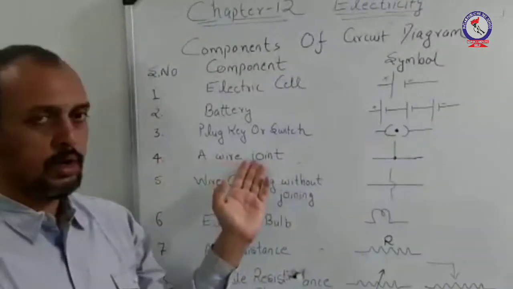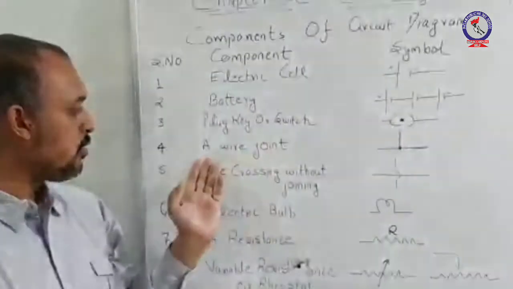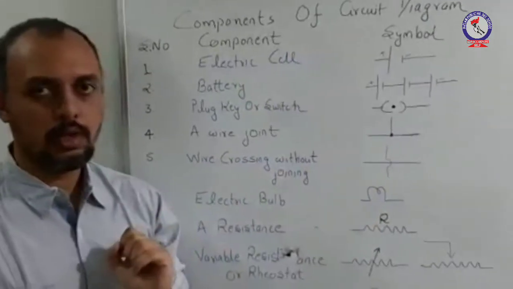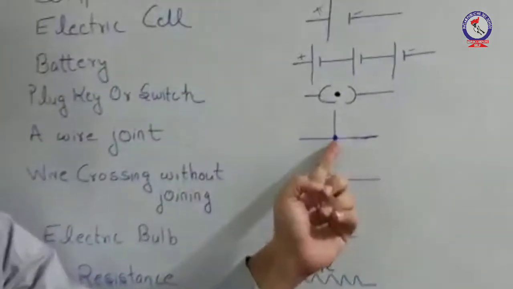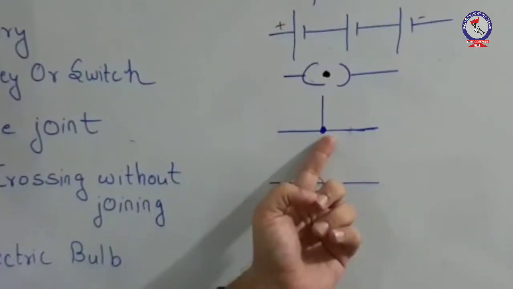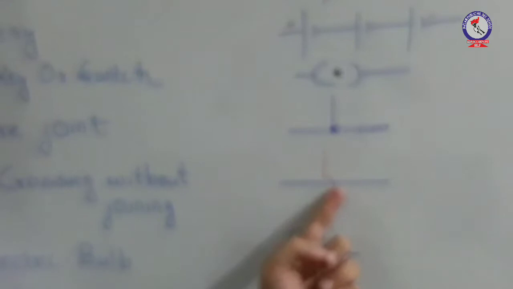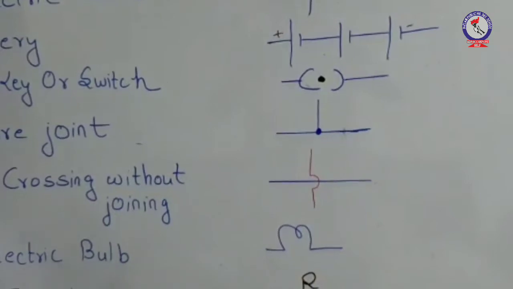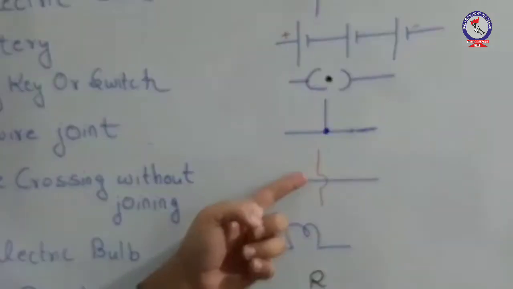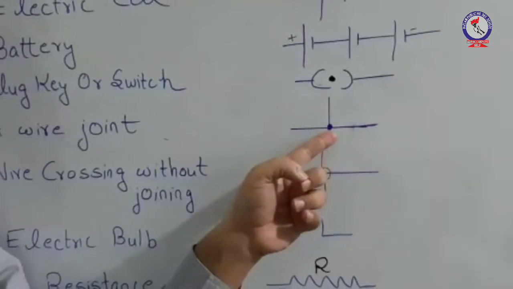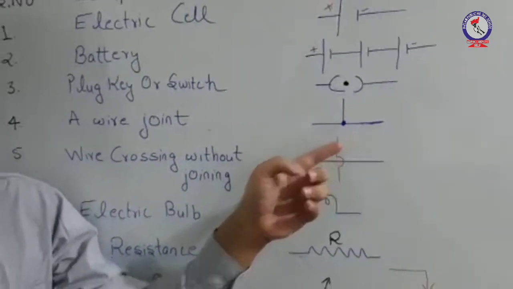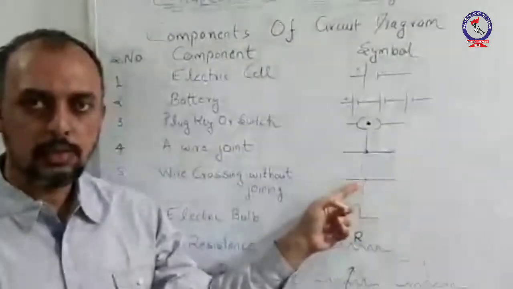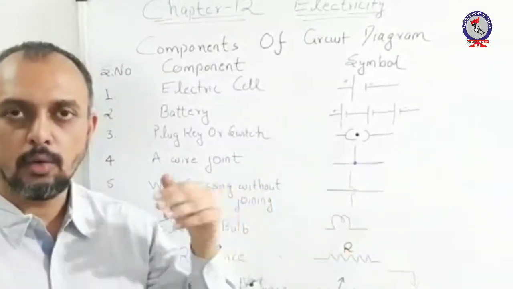Fourth point, a wire joint. Now this is very important: wire joint and a wire crossing without joining. As you can observe these two figures, you will see that the joining is represented by a simple dot, while the crossing is represented by a loop. So if you find a loop at any place, you should be clear that there is no connection between these two wires. While if you observe a dot at the junction of two wires, you should be sure that these two wires are joined. Similarly, a loop represents that the wires are not joined and one wire is crossing the other wire.